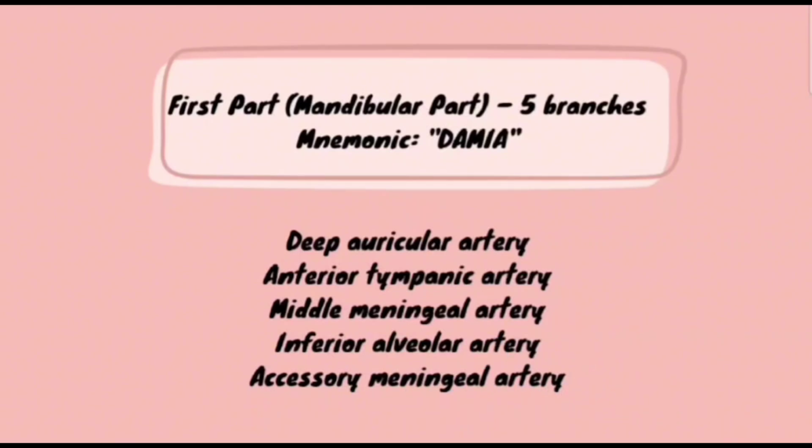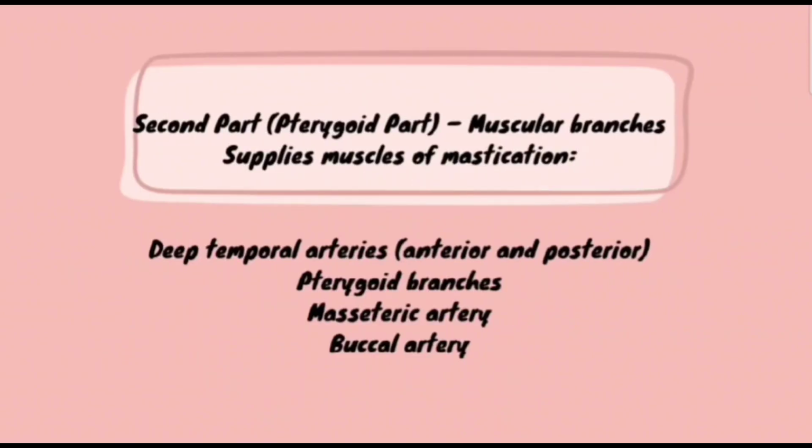Okay, guys, relax. You are not going to just memorize it. You are going to learn it through the diagram. We will see it later. The second part is the pterygoid part, which has the muscular branches that supply your muscles of mastication. You know what your muscles of mastication are? Your temporalis muscle, your pterygoid muscles, your masseter muscle, and your buccinator, which is basically not a muscle of mastication but is expression related. Deep temporal arteries have 2 parts, anterior and posterior. Pterygoid branches are medial and lateral pterygoid, and masseteric, of course, the big giant muscles in your face, and the buccal artery supplies your cheek.